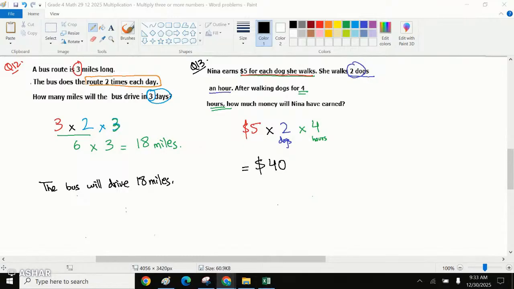$40. Okay. So can we write Nina, because we're talking about Nina over here. Nina will earn $40. Okay. So if we have a word problem, we have to give our answer in a statement. The statement will be the final answer, right? So remember that. You cannot simply write 40. We need to write Nina will earn. The statement, how much money will Nina have earned? So we need to give a similar statement in the end.